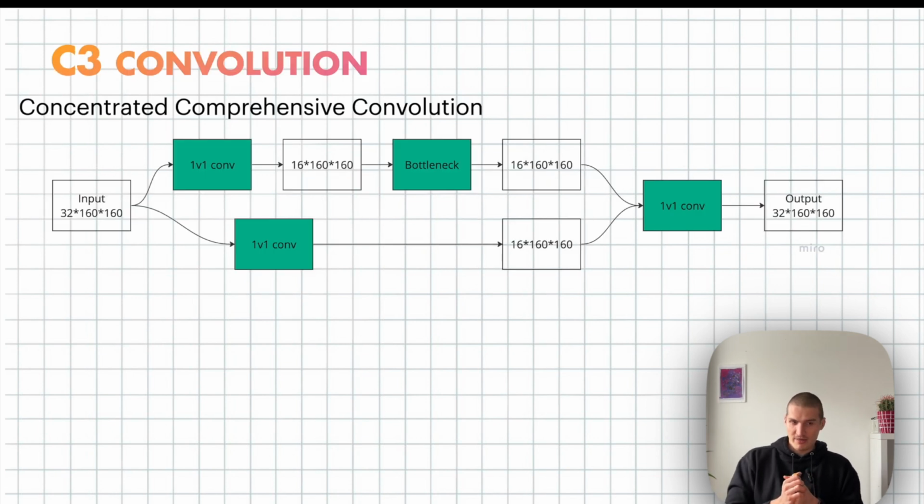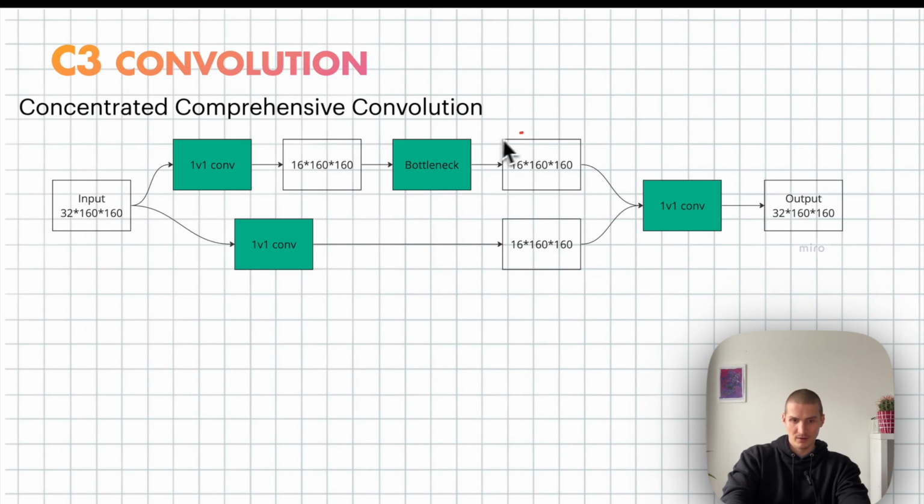And finally, the C3 convolution. So there is a paper about that. I will not explain the motivation behind that. I'll just show how it looks. So we have our input, 32 by 160 by 160. Then we feed it into the upper convolution, and that one projects 32 channels down to only 16 channels. And then we pass it on to bottleneck that doesn't change the number of channels, and that's it. And then the bottom one here, again, 1x1 convolution that projects 32 channels down to 16.